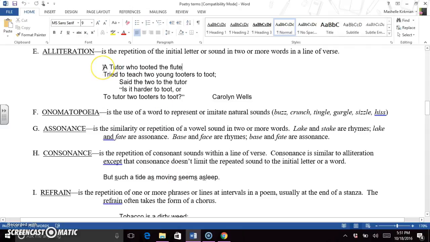So here, if I were to have you on the first line do the consonance, you would be marking the T's all the way through the line of poetry. You wouldn't be marking just the first T's on tutor, tooted, the. You'd also be marking the middle T's and the T in flute. Okay, so that's consonance. Alliteration is the first sound. Assonance is the vowel sound in the middle of words or within words. And consonance is the repeated consonant sound at the beginning, middle, end. It's all over the place.